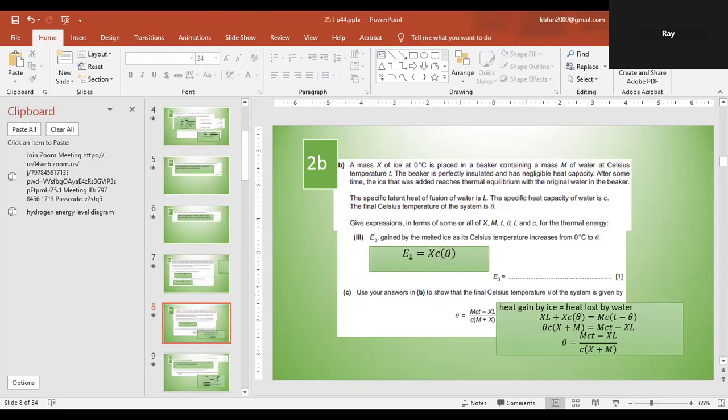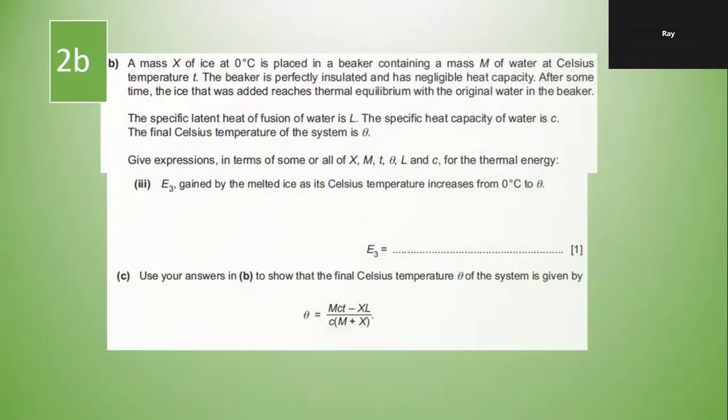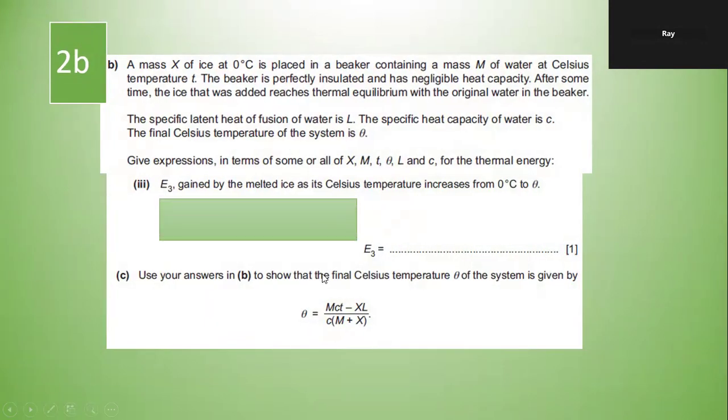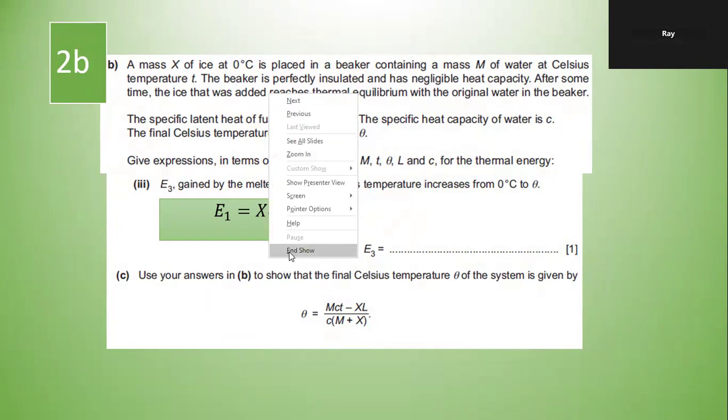Okay, happy with that? Something wrong here, just a correction there, because it's going from 0. Sorry, why am I so careless?